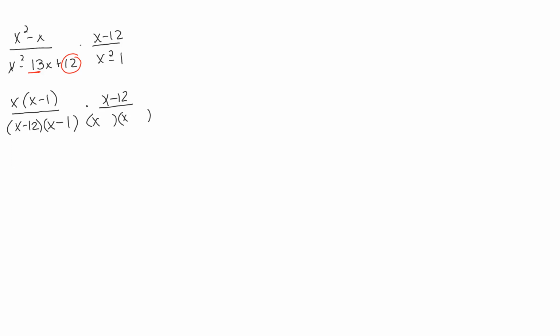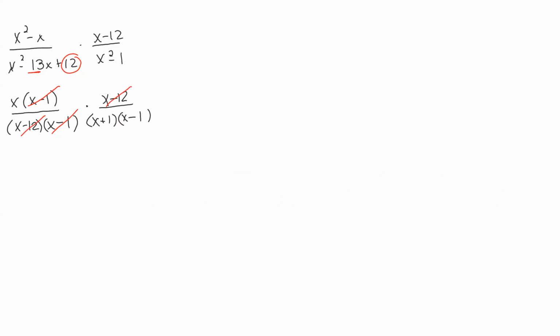The square root of x squared is x. And then the square root of 1 is 1. So I get x plus 1, x minus 1. So now let's see if anything will cancel. Well, in the numerator, I have an x minus 1 that cancels an x minus 1 in the denominator. In the numerator, I have an x minus 12 that cancels an x minus 12 in the denominator.